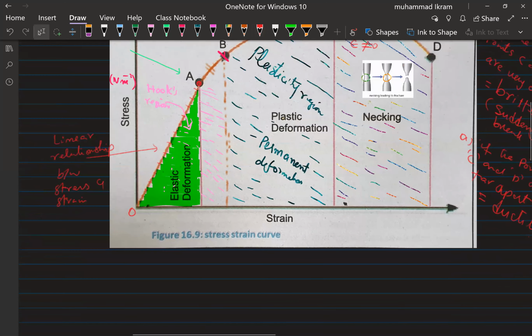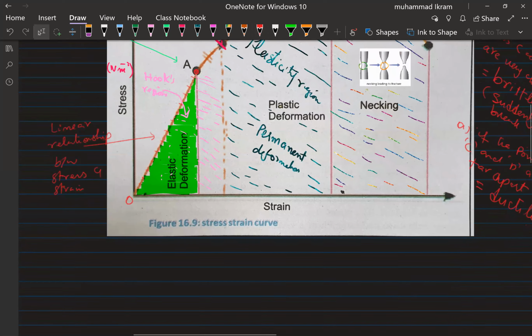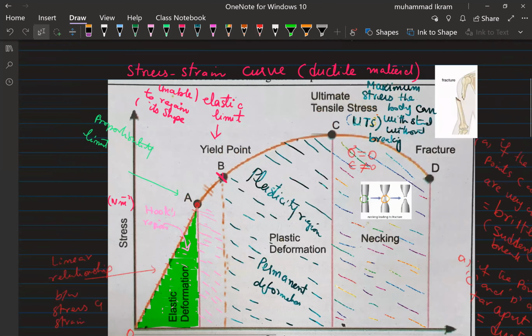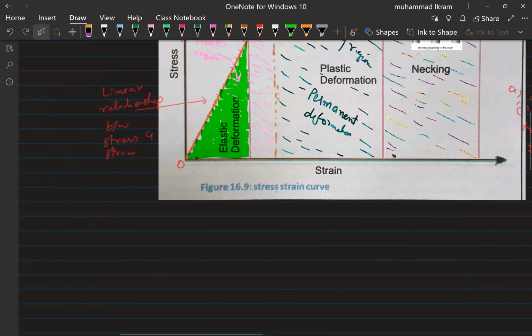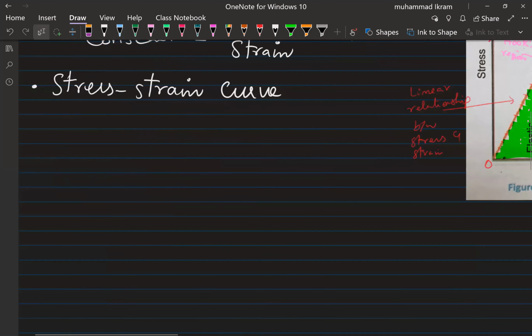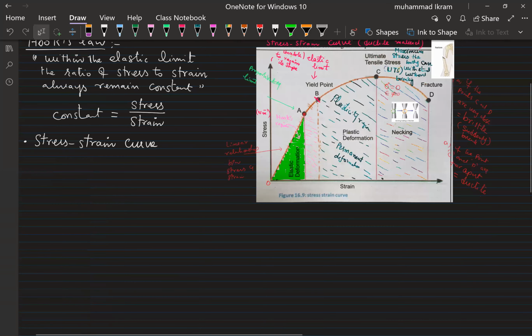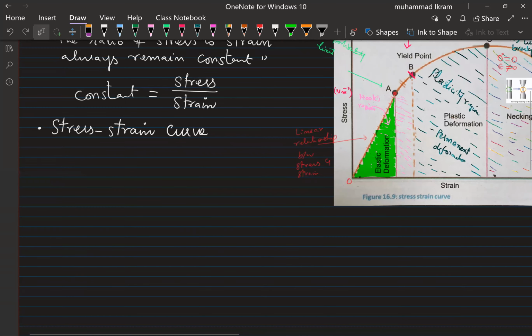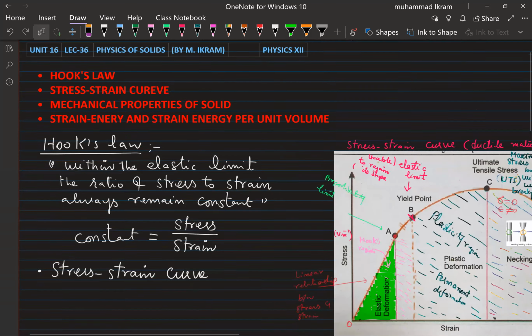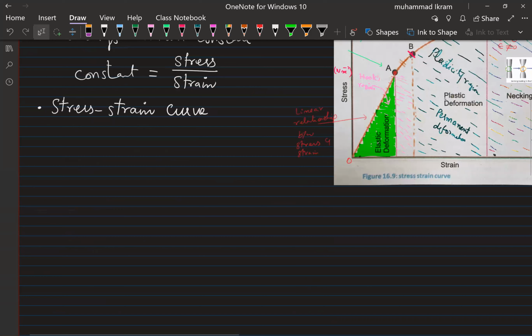So that is all about the stress strain curves for the Hooke law. Then the next topic is the mechanical properties of solids.